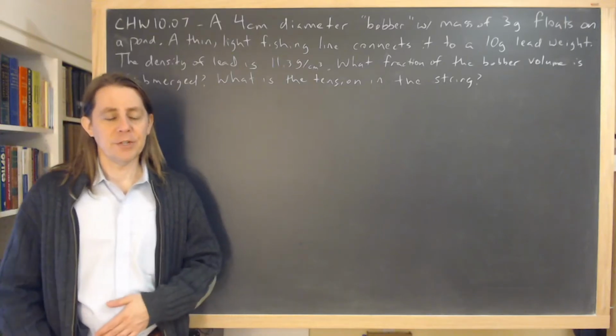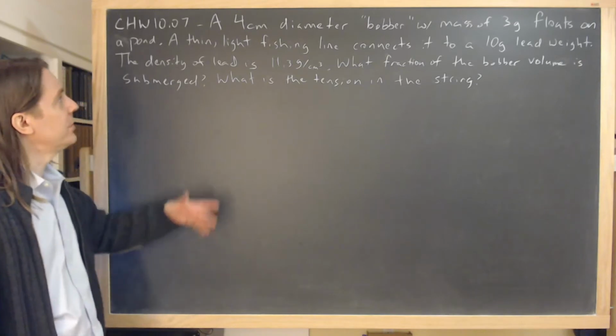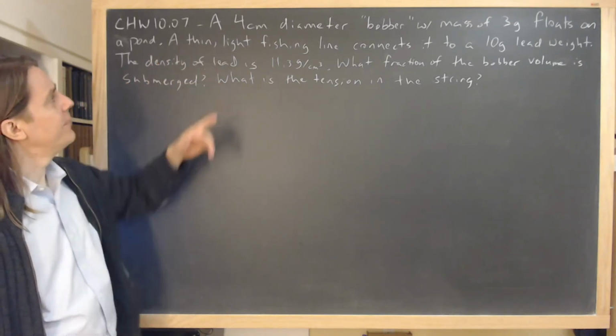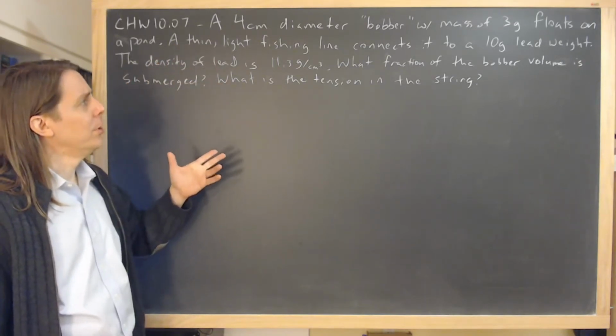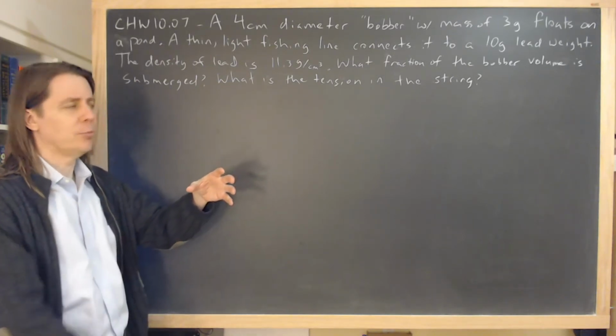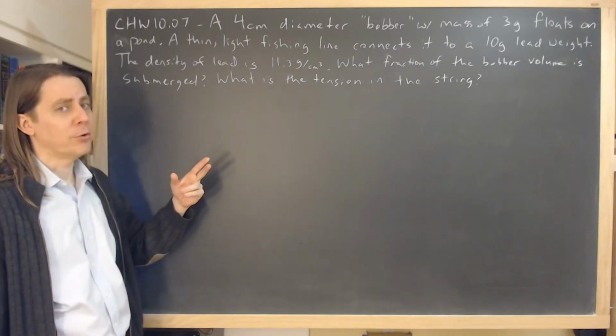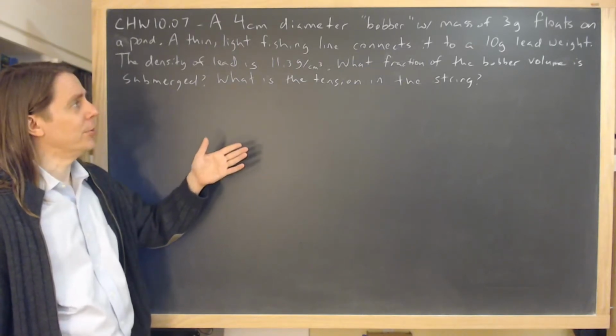Here's a problem about fishing. Now the terminology depends on where you fish, but let's look at it here. A 4 centimeter diameter bobber. So that's the thing that floats on the water and then your string hangs below it. Also called a cork, sometimes called a floater, I think. I grew up calling it a bobber.